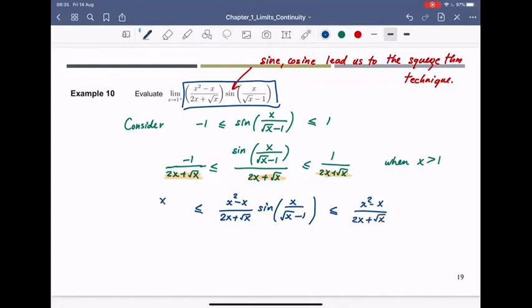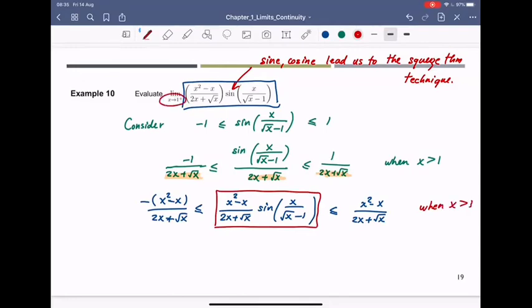All right, I multiply it by x squared minus x. This is what I have. And then now, once you have up to this point, you have what you want in the middle already. This is true when x is greater than 1, which matches what we have, because we want to compute the limit as x approaches 1 from the right.